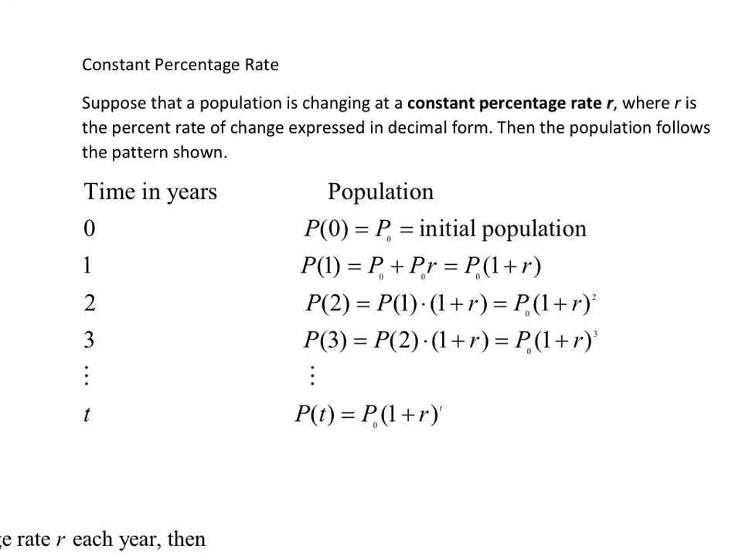If you do 2, you still have P sub 1 times 1 plus R, so that's P naught times 1 plus R squared. So our equation ends up being the population based on time equals the initial amount times 1 plus the rate to the number of years passed, or months, or whatever the problem's dealing with. So there's the definition of population. Now, if it's decreasing, that rate will be negative, so it will decrease. If it's increasing, that rate will be positive.